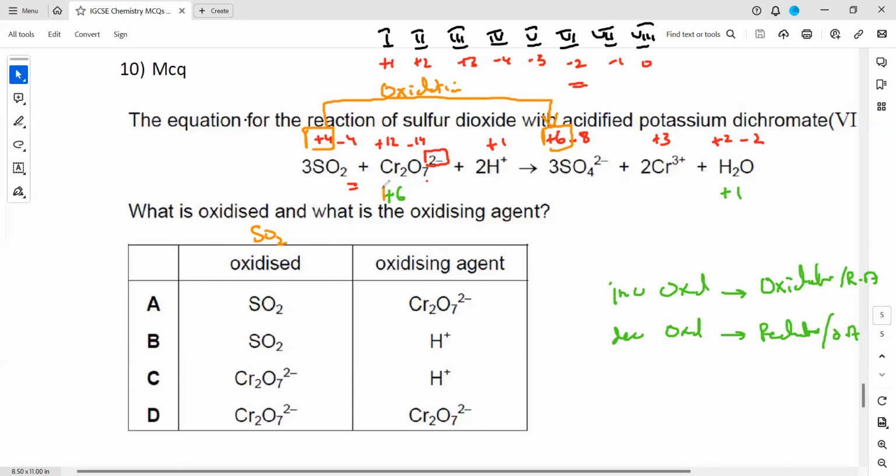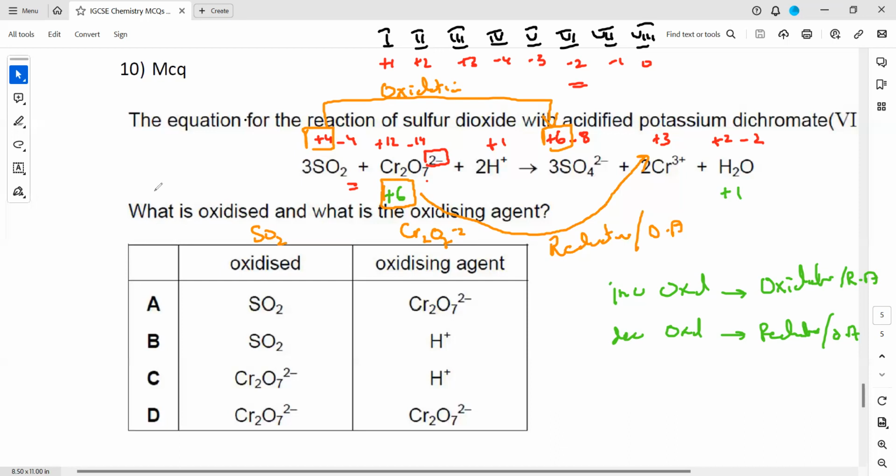When you check chromium, because we check individually, the total is +12, but each chromium is +6, and here each chromium is +3. So +6 becomes +3. What happened to the oxidation number? It has decreased, so this change is reduction. The substance in which reduction happens is an oxidizing agent. So which is the oxidizing agent? Cr2O7 with a charge of -2 is the oxidizing agent. So sulfur dioxide is oxidized and Cr2O7 is the oxidizing agent.